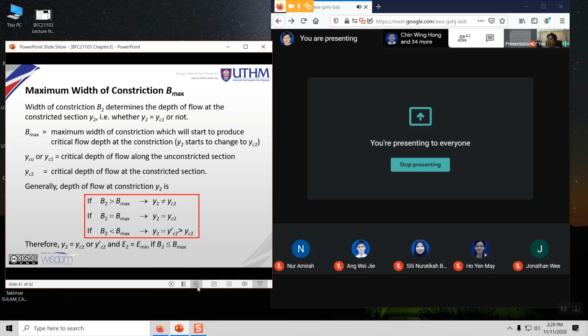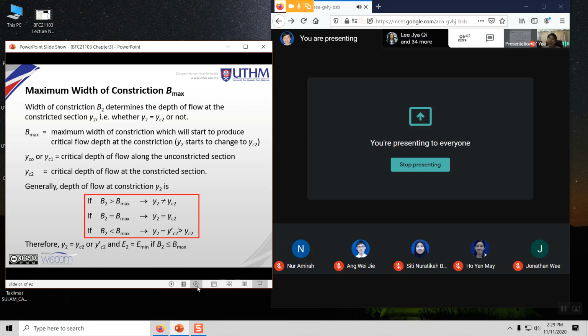That means the maximum width where critical flow would occur at a certain location where it has constriction, which is location 2. Now, when I mention maximum width, that means it's the maximum already. So the more you reduce the width, that location would remain to have critical flow.